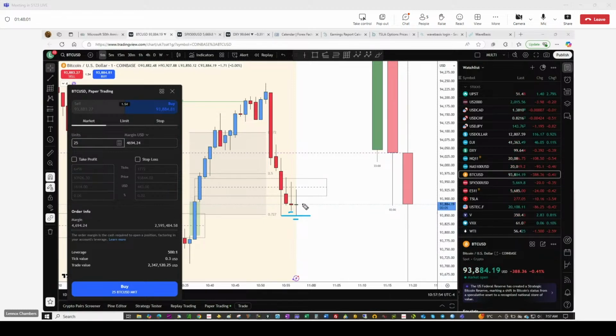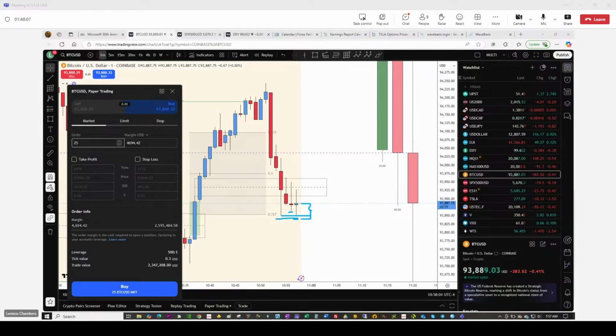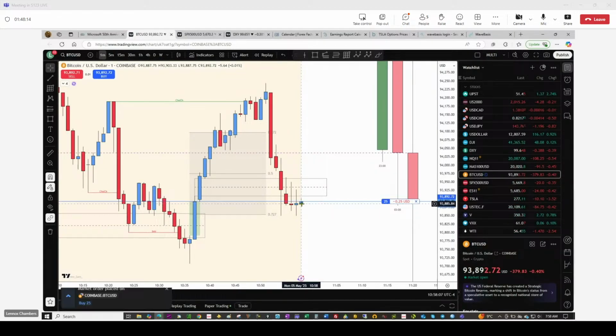So now my risk is very small. So I would take that risk all day long. And there it is. There's my play to the upside. So my risk is just to the low here.